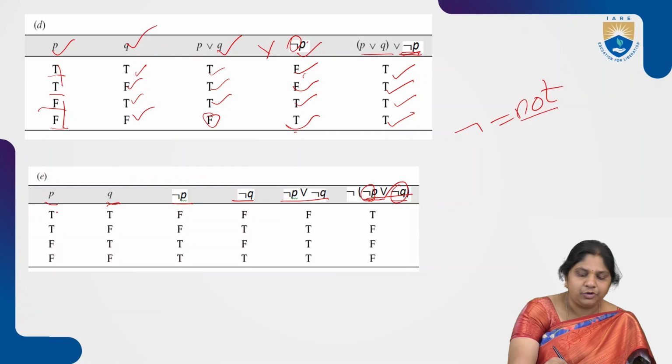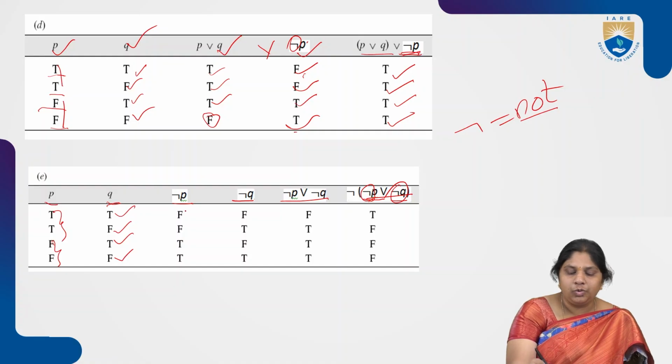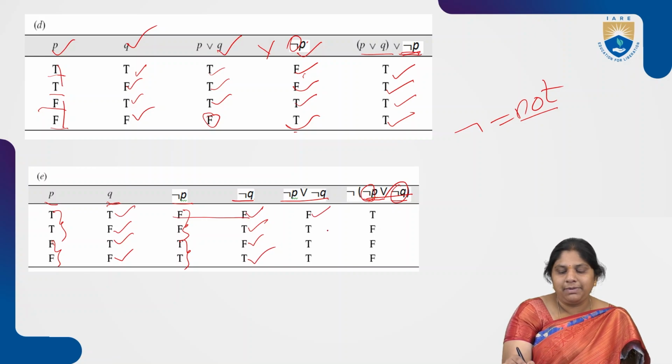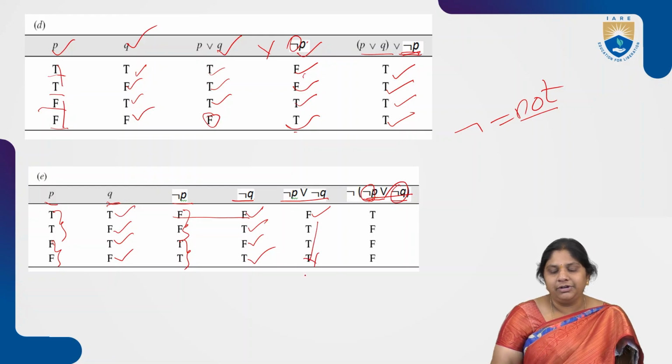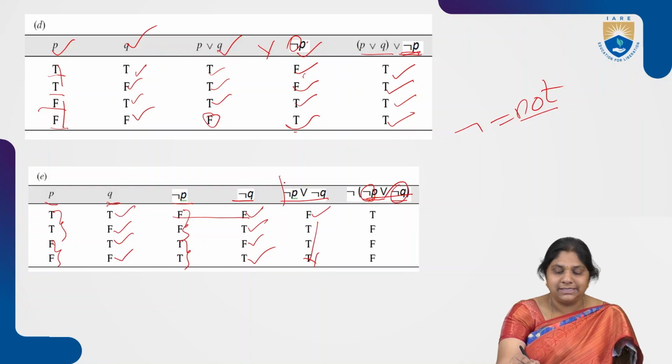P has two true values and two false values: 1 true, 1 false, 1 true, 1 false. Negation P has two false values and two true values: 1 false, 1 true, 1 false, 1 true. For negation P or negation Q, when both are false it is false. In any remaining situation, it gives the true value. So this is the negation of this particular statement.